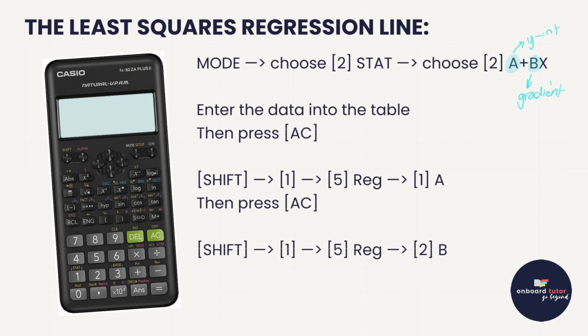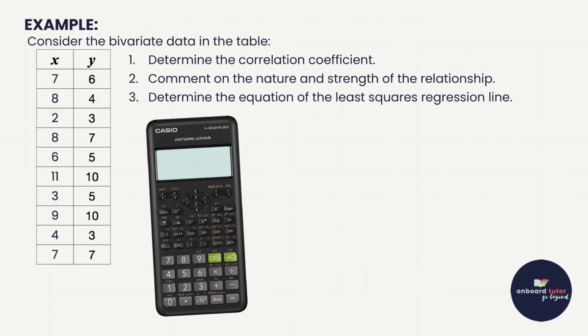Let's practice this now with an example. Right, so consider the bivariate data in the table. Why is it bivariate? Because there are just two variables, neither of them depends on the other one. Okay, question 1, determine the correlation coefficient. Question 2, comment on the nature and strength of the relationship. So that is very much linked to our interpretation of this correlation coefficient. And then determine the equation of the least squares regression line, a plus bx.